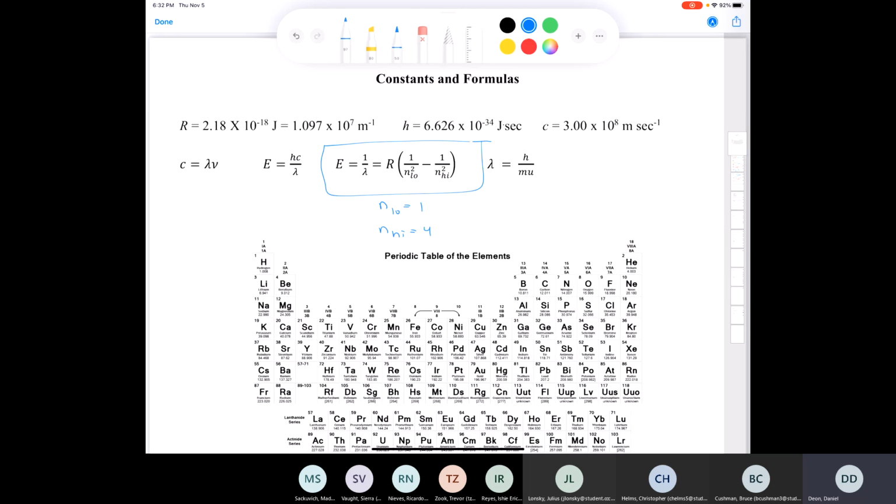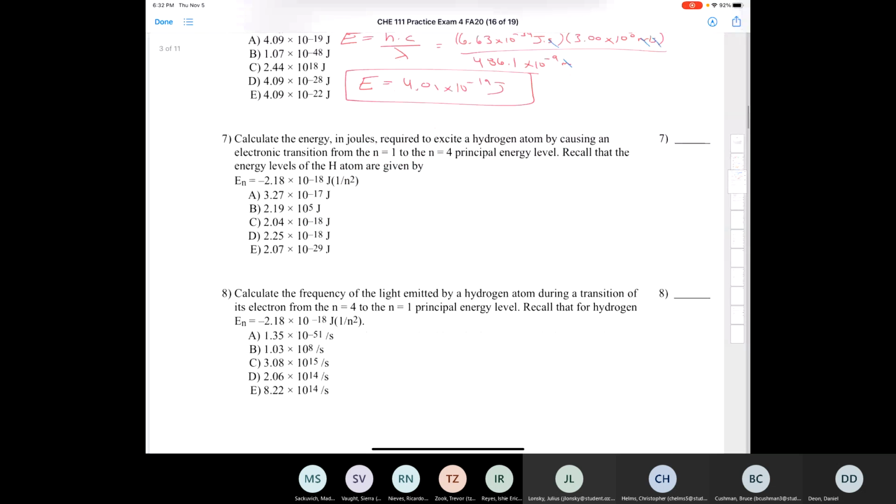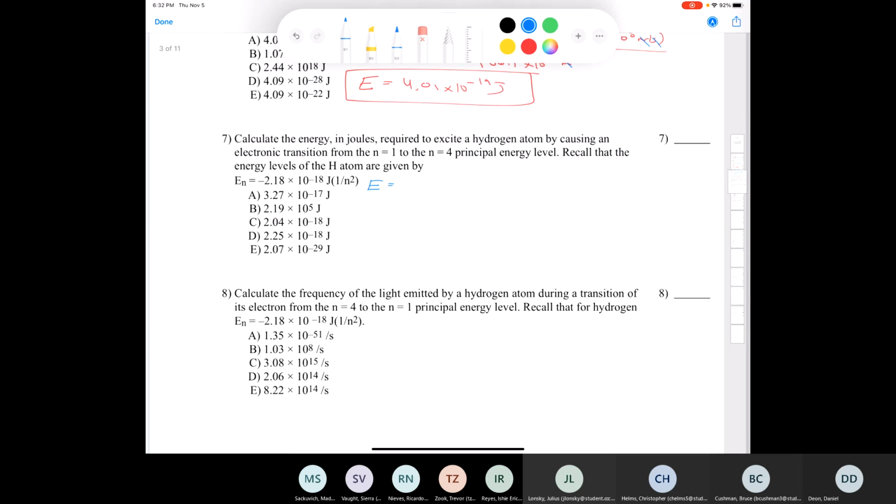Okay, and it's asking us to solve for energy. And when we're solving for energy, this is the Rydberg constant that we use. If we were solving for 1 over lambda, then we would use that one, but we're solving for energy. And so let's get our formula all set up. E is going to be equal to RH times 1 over the n initial, or n low, I'll just call it n low squared, minus 1 over n high squared, like that.